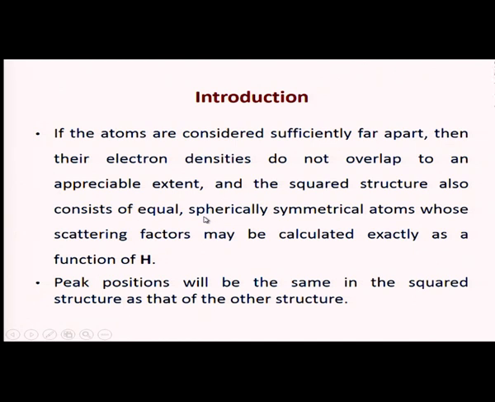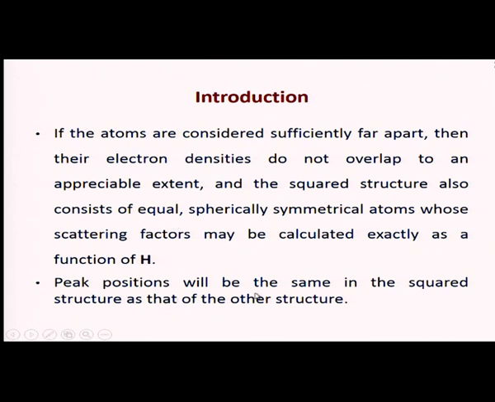If the atoms are considered sufficiently far apart, then automatically their electron densities do not overlap to an appreciable extent, and the squared structure also consists of equal spherically symmetrical atoms whose scattering factors may be calculated exactly as a function of h, because we already know the same thing.